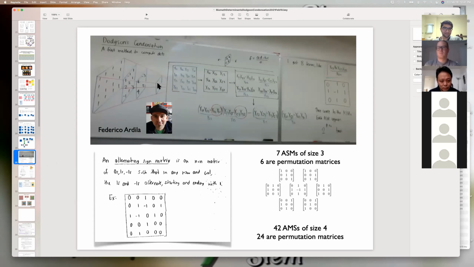This is another picture of Dodgson's condensation, right? Here's the ones below it. Here's a 3x3 matrix. And then here's the rule, right? The value put here is this determinant AD minus BC divided by the element that's sort of underneath.